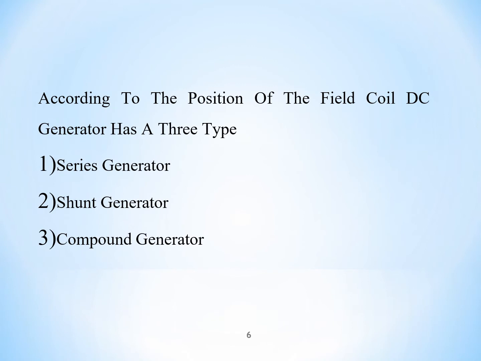So here if we see, according to the position of the field coil, the DC generators are of three types, that is series generator, shunt generator and compound generator. In series generator, the field is connected in series with the armature, and in shunt generator, the field is connected across the armature. In compound generator, it is a combination of both the series and shunt.